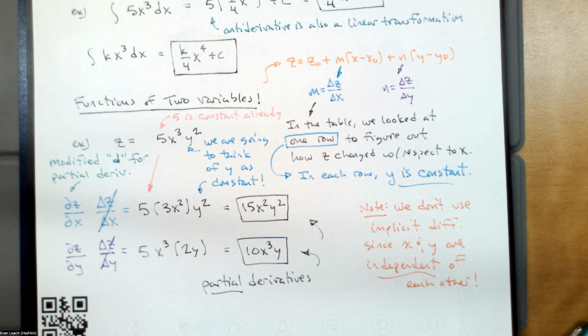Now, in this case, the X and Y, when we treated them as constants, they were constant factors. They were included by multiplication.